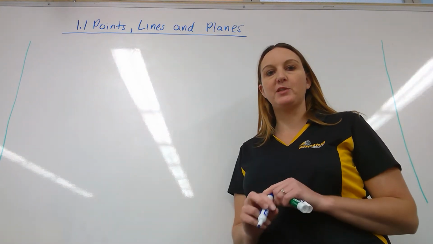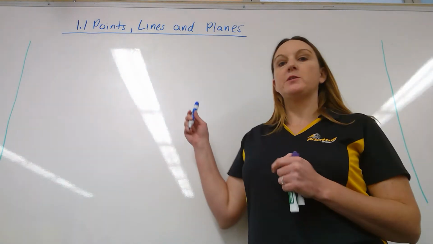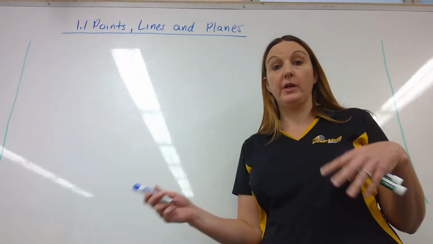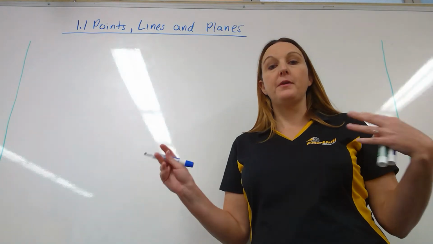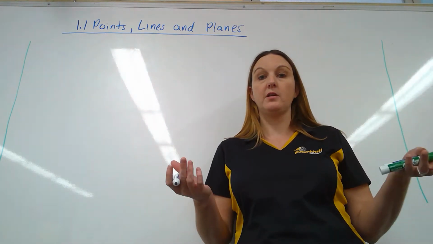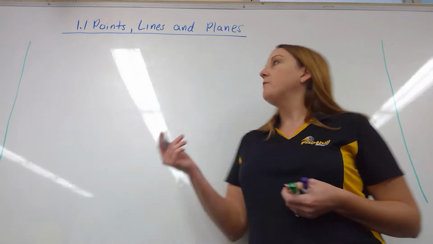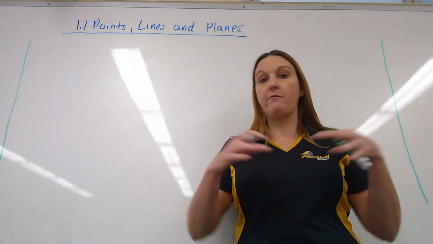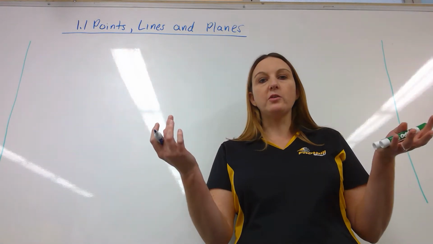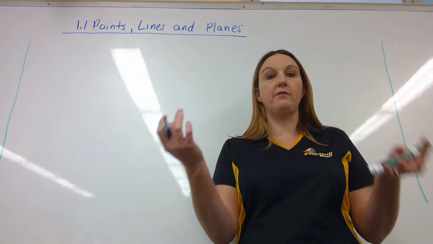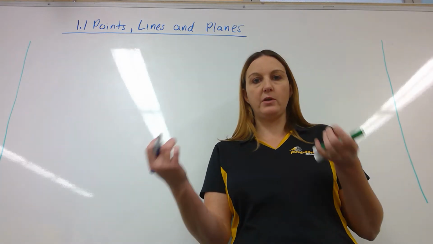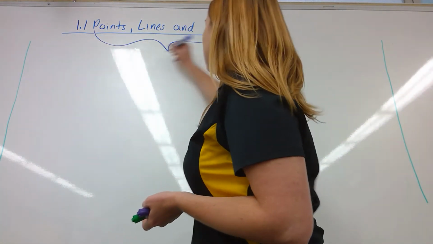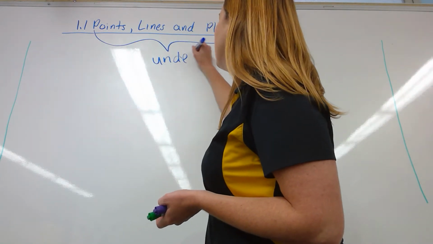Hey everybody, it's Mrs. Montgomery, and our very first lesson this year in geometry is about points, lines, and planes. Those are the three things that make up everything else in geometry. In fact, since they're the basis of how we define everything else, we actually can't have real definitions for these three terms. We collectively know these as undefined terms.